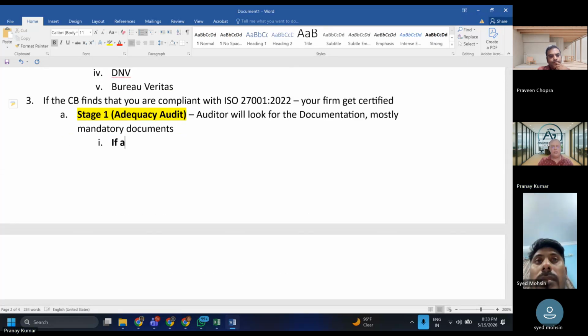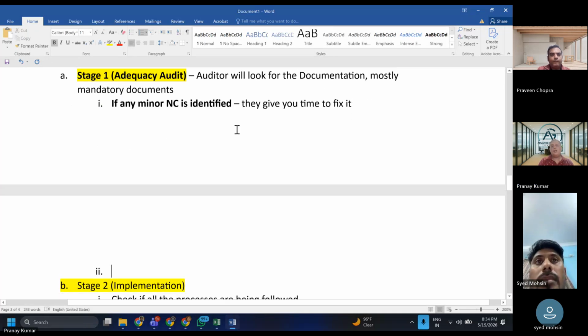If any minor non-conformity is identified, they give you time to fix it. And they need corrective action documentation.